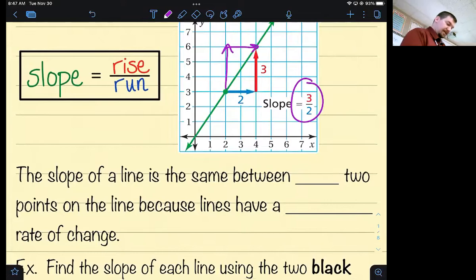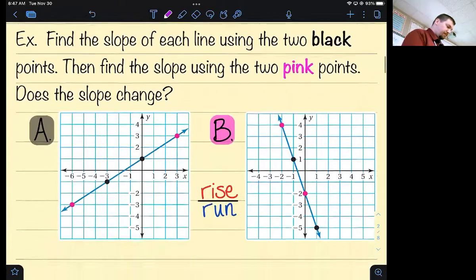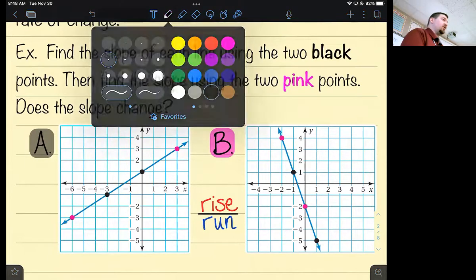Now, the slope of a line is the same between any two points on the line because lines have a constant rate of change. So I'm going to prove that to you here. This first example says, find the slope of each line using the two black points. Then find the slope using the two pink points. Does the slope change? Well, according to our definition, it shouldn't.